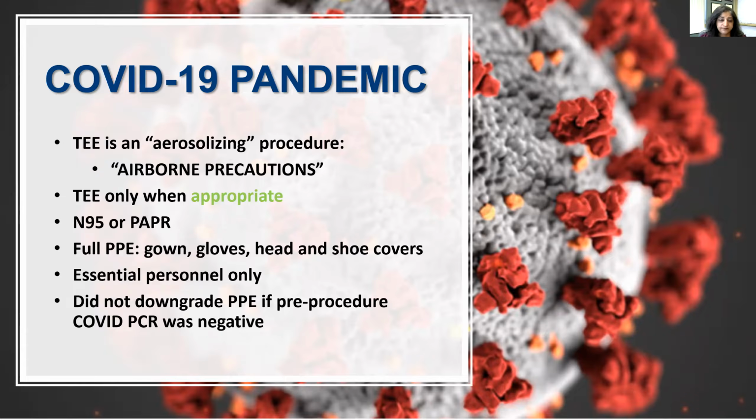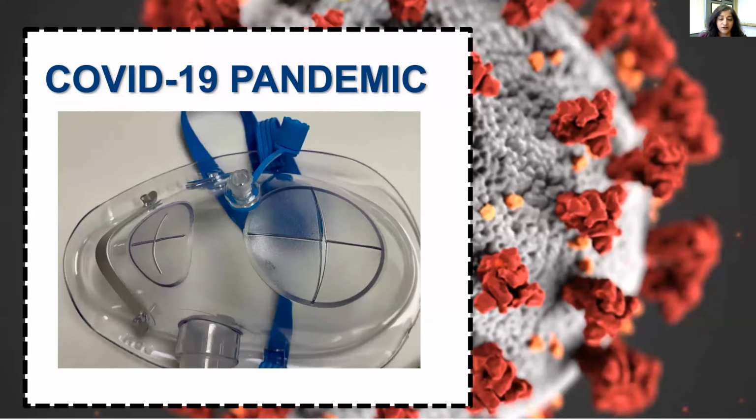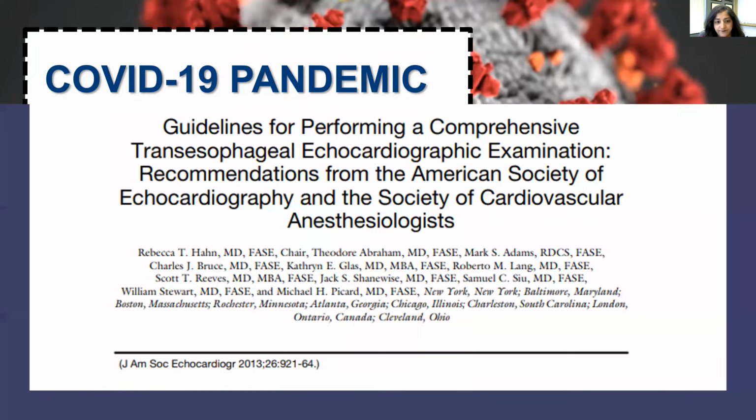Pre-procedure COVID testing was done routinely in our lab, as it was in other hospitals. Given the number of cases of COVID at the height of our surge, we didn't downgrade PPE if the pre-procedure COVID PCR was negative, recognizing the high false negative rate of the test. We also switched to using these masks. There's a nice JASE paper about this from earlier this year. This is a modified endoscope mask, and it allowed us to oxygenate the patient, but also limit the amount of aerosolization in a TEE procedure.